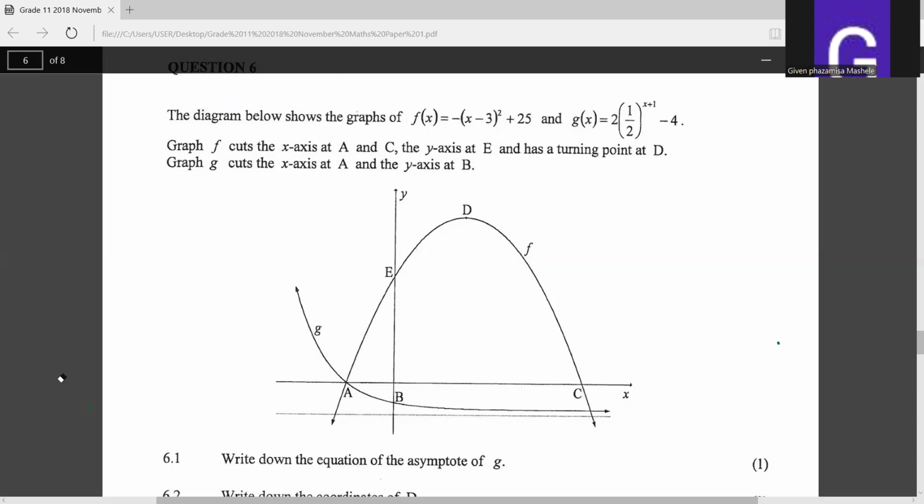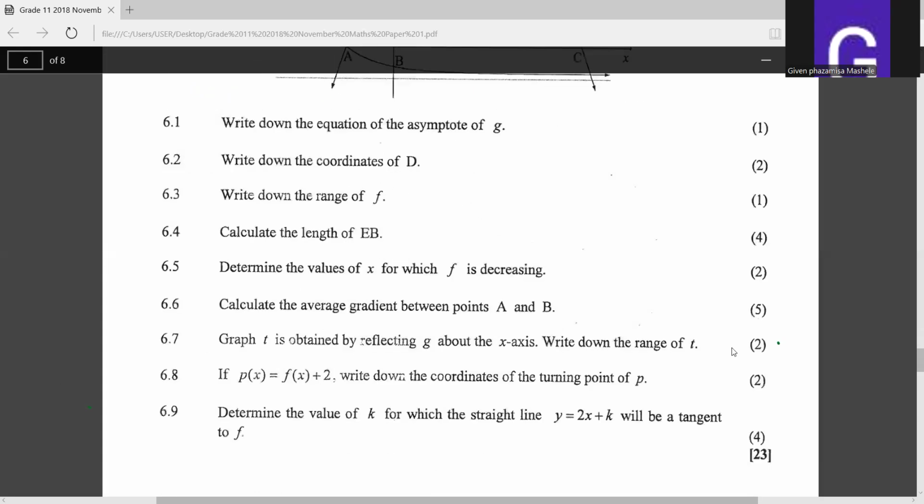So next question, it says, if P of X equals F of X plus 2, write down the coordinate of the turning point of P. Remember, by the way, this P comes from F. So we want the coordinate of the turning point of P. Okay, fine. What is the coordinate of the turning point of F? It's 3 and 25.